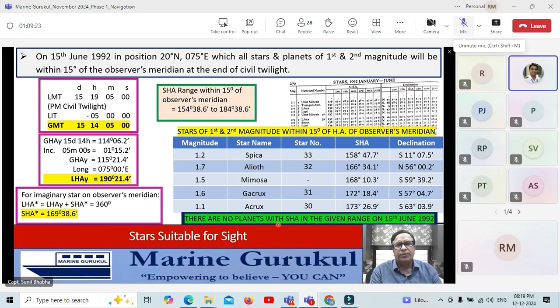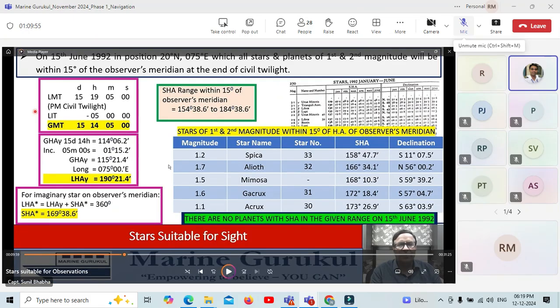Now for the planets, we go to the daily page of the Nautical Almanac for 15th June. On the left side, right bottom corner, we have the information for the planets. We see if any of the 4 planets listed there have their SHA in this range. We find that none of the 4 planets have the SHA falling in this range. Therefore, there are no planets with SHA in the given range, or within 15 degrees of observer's meridian, as required by this question. So you can check and confirm the planets also, beta. For that, you need to go to the daily page and see the planets.